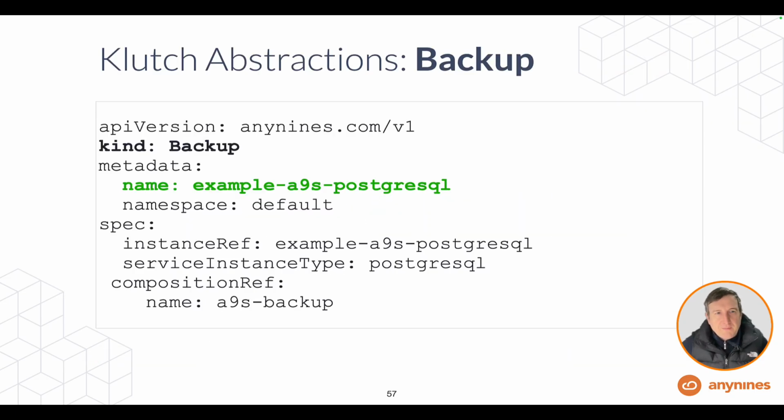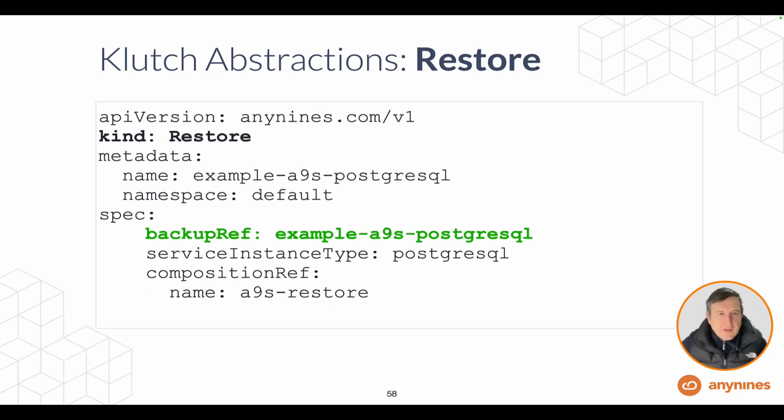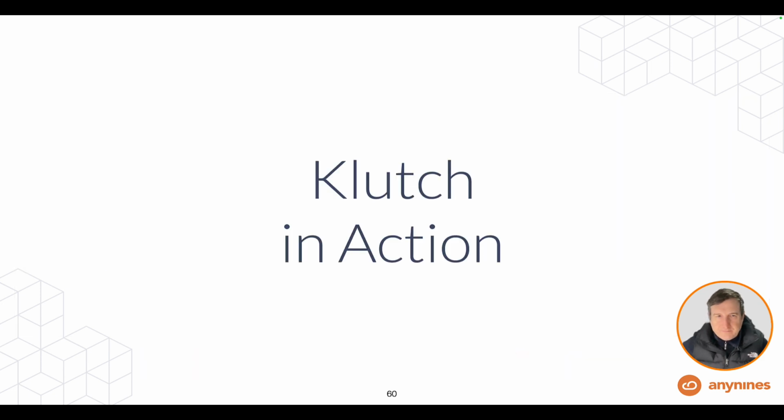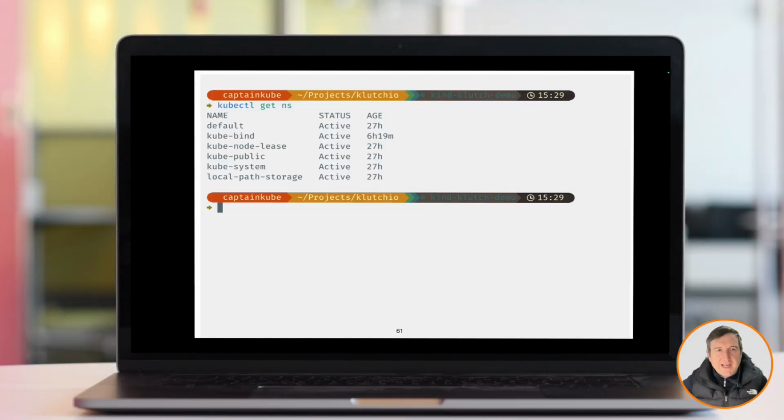Backup and restore, well, you give the backup a name, you reference the service instance, and there you go. So restore, you reference the service instance type and the backup reference. Basically, having a backup and restore is pretty straightforward too. You create a backup with a name and then you restore it. And how does this look like in action?